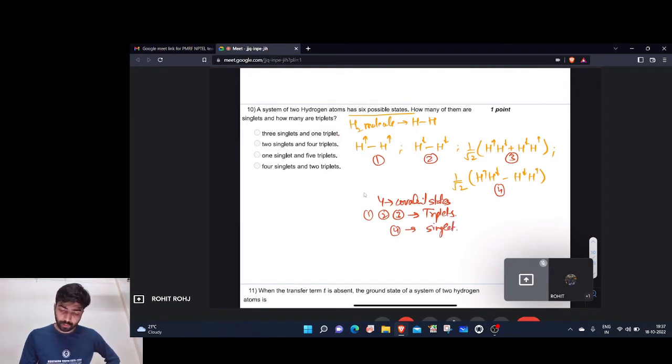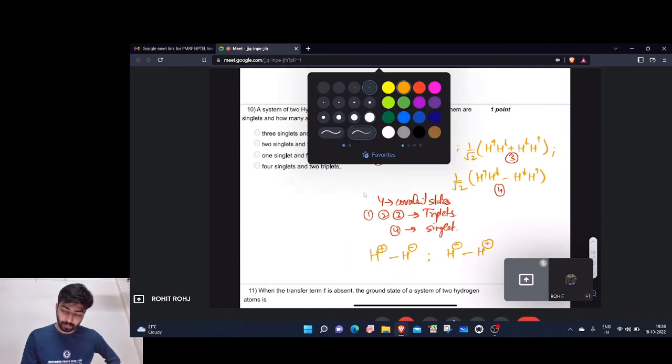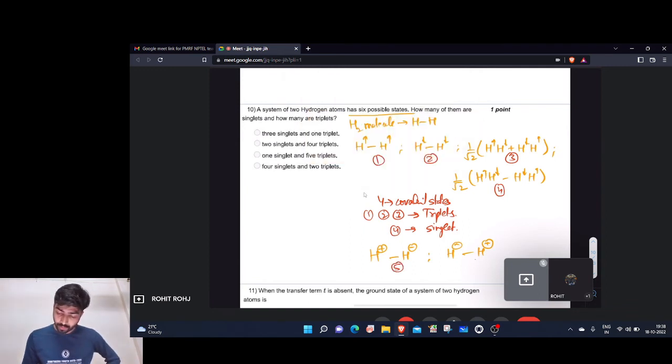But in addition to this there are two more states where the electrons are completely transferred to one of the hydrogen atoms. Now in these two states, whenever the electron is transferred, they have to be paired, and therefore we have the 5th and 6th states, and these are both singlets again.